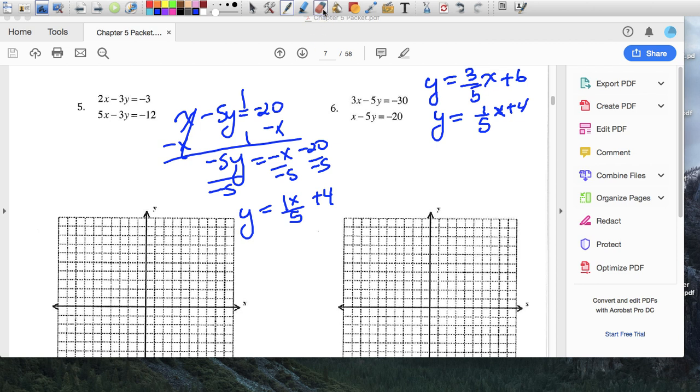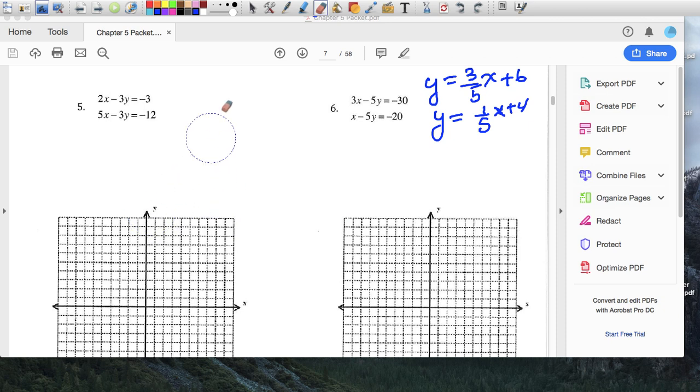And the reason I wrote the 1 there, where usually you'll see it like this, but that's the same thing as 1 over 5 times x, right? This and this are the same thing, but I need that 1 over 5 in this case because we're going to use that information for our slope.